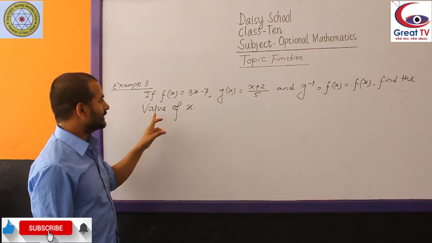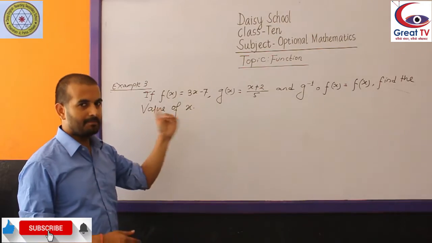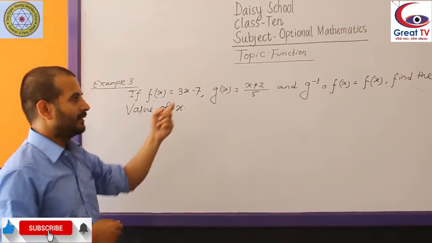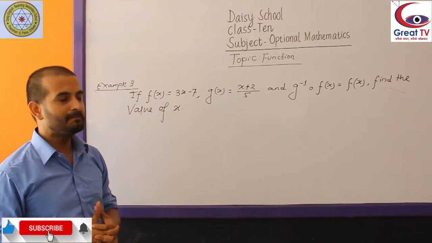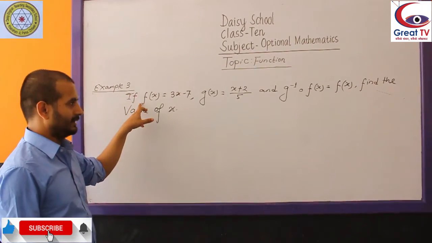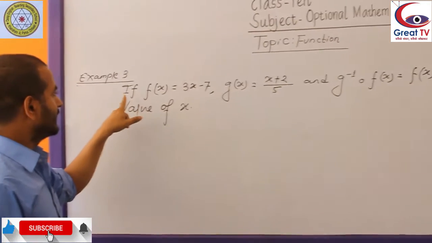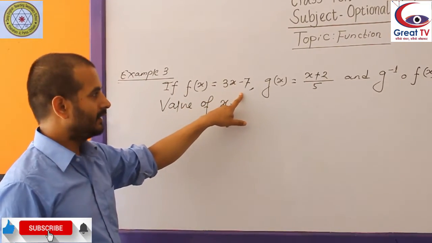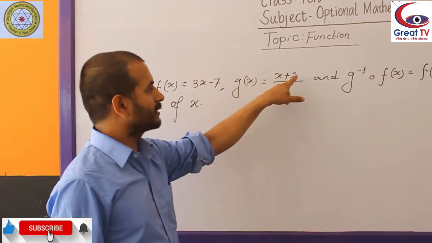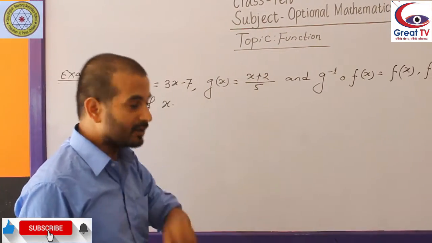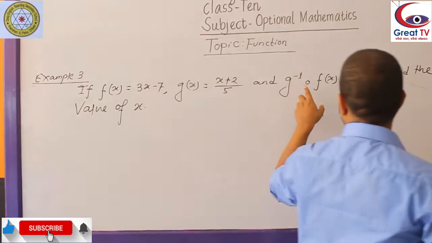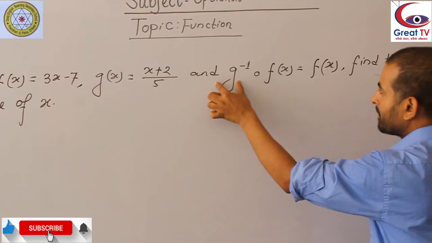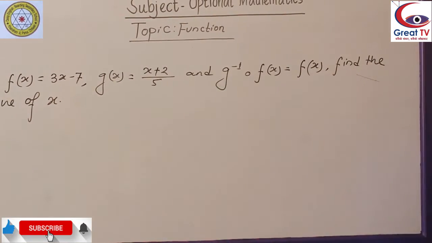So this is another example from the composite function section. We have a mixed problem here, mixed with inverse also. According to the question, what is given here is: if f(x) equals 3x minus 7, g(x) equals (x plus 2) by 5, and also g inverse o f(x), that is f followed by g inverse, equals f(x), find the value of x.